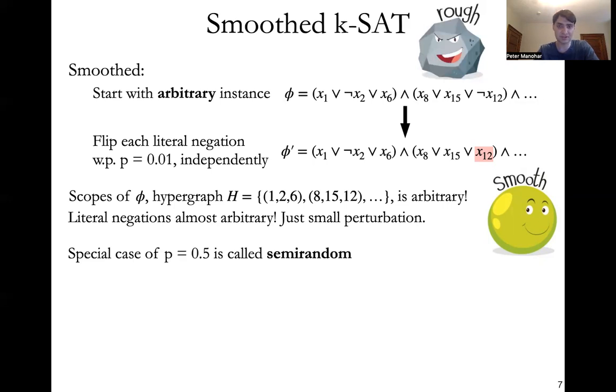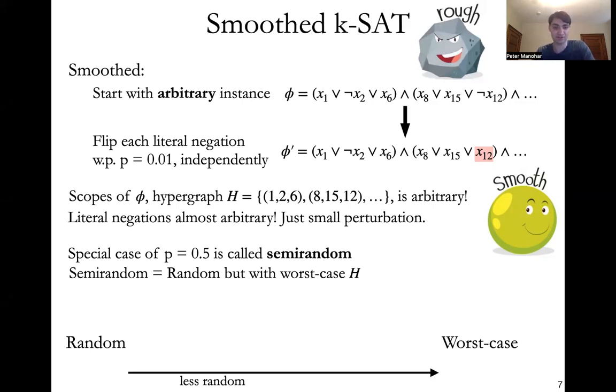I should point out that when p is a half, these instances are called semi-random. When p is a half, the literal negations become uniformly random bits. And a semi-random instance, therefore, is just like a random instance, but this H is worst case. And if we were to draw this on this random versus worst case picture, semi-random has less randomness than random, and smooth has even less randomness than semi-random.